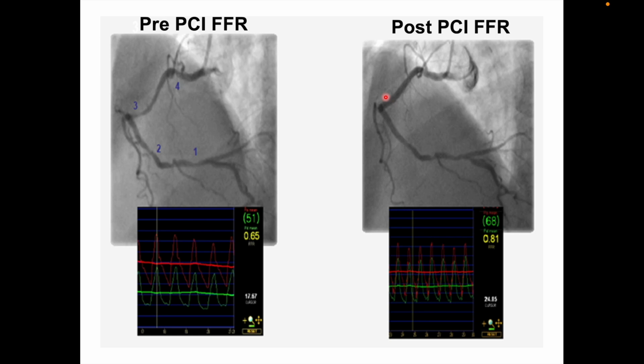So 20 millimeters of mercury. So if we stent this disease 3 from this point to this point, that's what we've done here, and then we've repeated the FFR, and the FFR came out to be 0.81. So that means remaining disease does not require a stent at present. We can keep this patient on medical treatment. We don't need to make a metal jacket, and this spot fix is good enough for this patient.